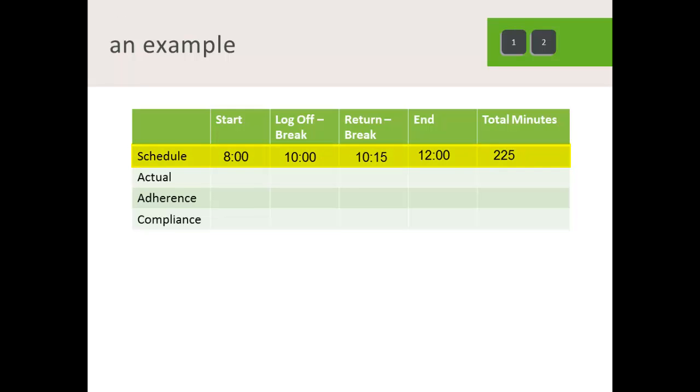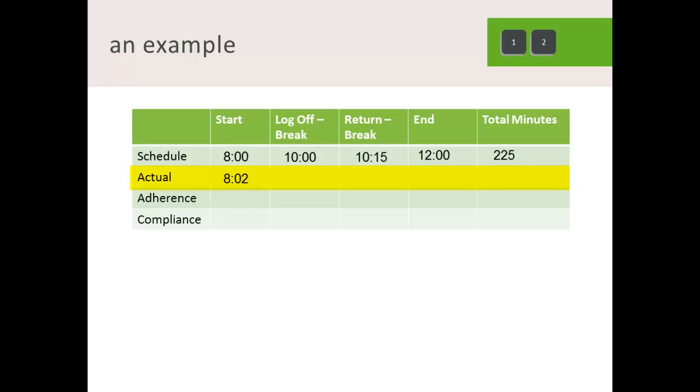You can see here a schedule that we've given to someone. They start at 8 o'clock, they end at noon that day, they've got a break from 10 to 10:15. If you add up that time, it says, okay, we're looking for 225 minutes of man time from this particular person. Now, what actually happened?